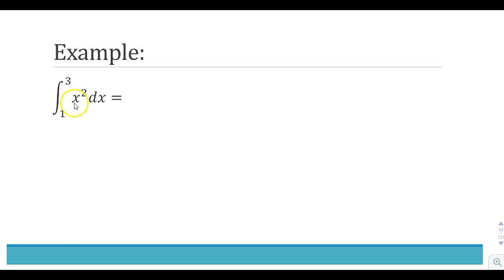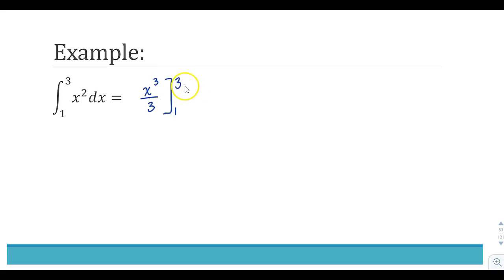So the integral from 1 to 3 of x squared dx. Now previously, this is a definite integral. We could approximate using rectangles, or we could use the limit definition of a definite integral to find the exact area under the curve using the limit of Riemann sums. But now we have the Fundamental Theorem of Calculus, which says that I can look at the function x squared and take its antiderivative. So the antiderivative of x squared is x cubed over 3, and evaluate this on the interval from 1 to 3.